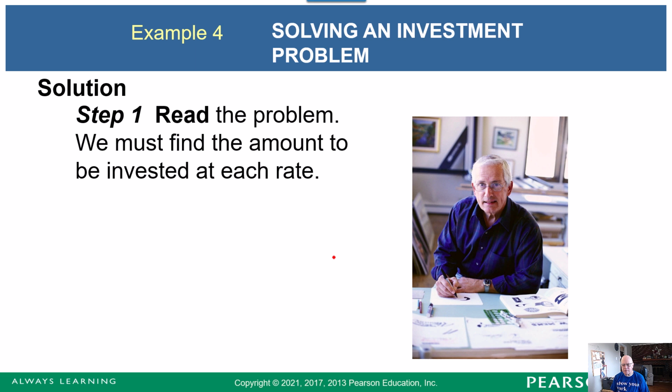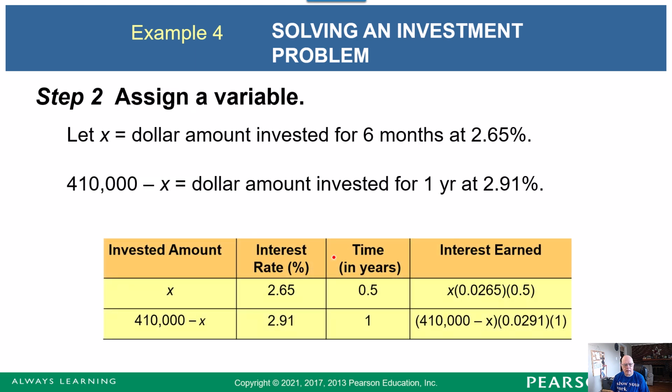So, read the problem. Set up a table. Same thing. Invested amount. So, this is your P, principal. Your interest rate, R. Time in years. Notice years. Notice also, like with the distance rate time, we've got P times R times T equals the interest. That table really helps to keep organized. So make the table, start filling things in.